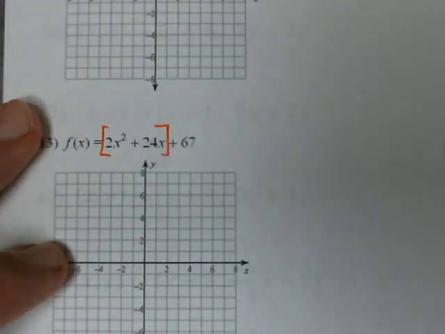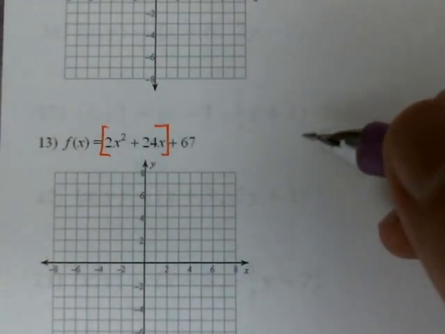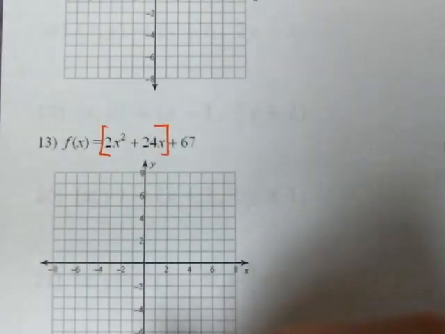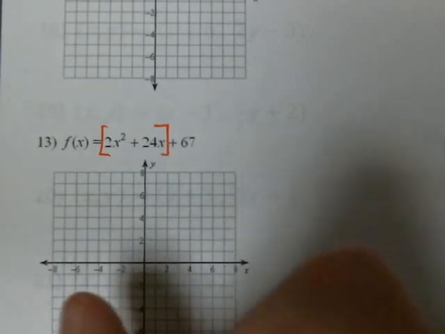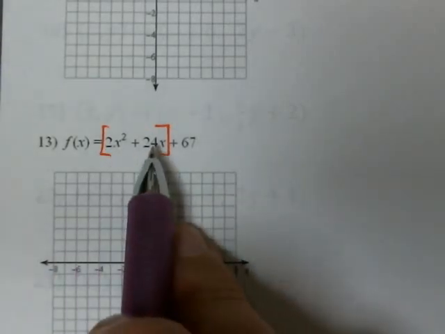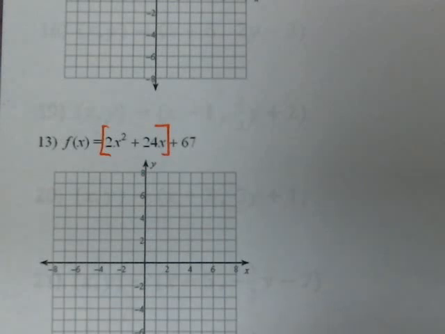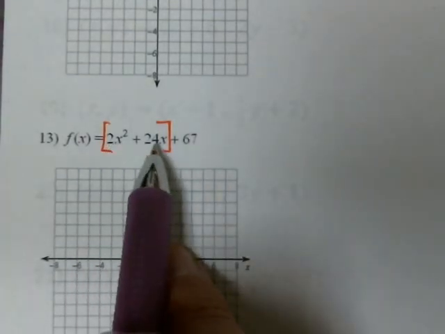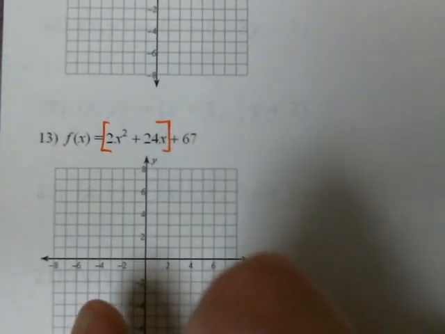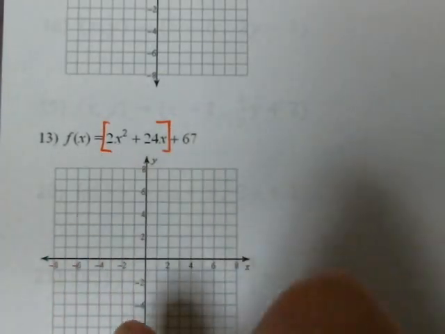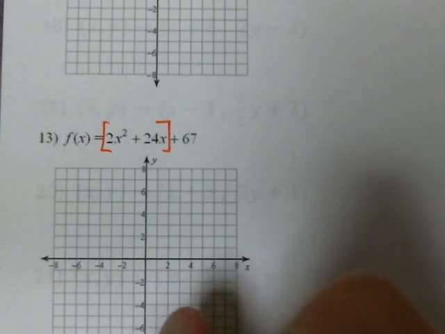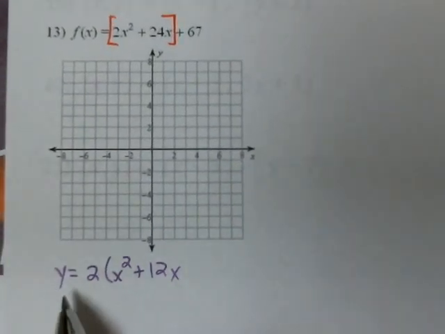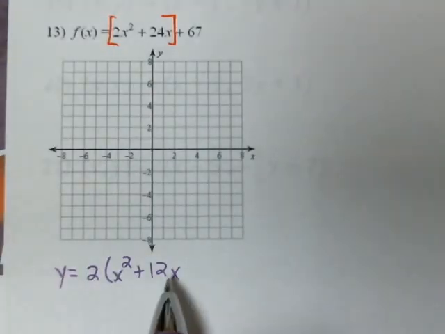All right, so here's the way it's going to look. I'm going to come down here below. I'm going to have y equals, and I've got to pull out the GCF. I can't even really say it's a GCF because I'm not pulling it out from all 3 terms. I'm only pulling out the GCF from the front 2 terms. So if I factor out a 2, that's going to leave me with x squared plus 12x.